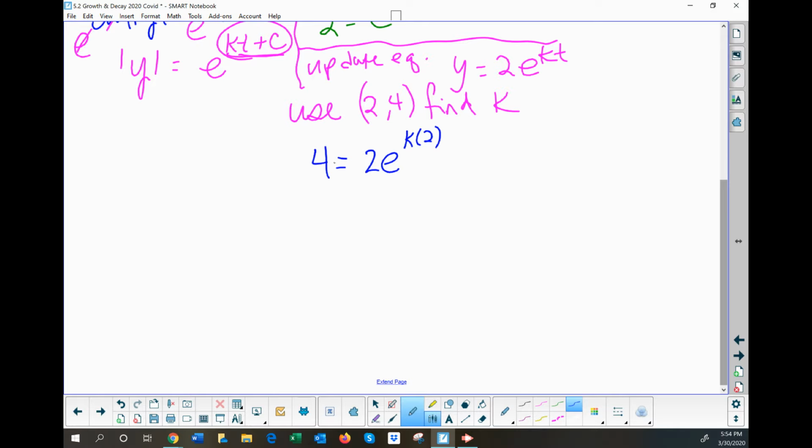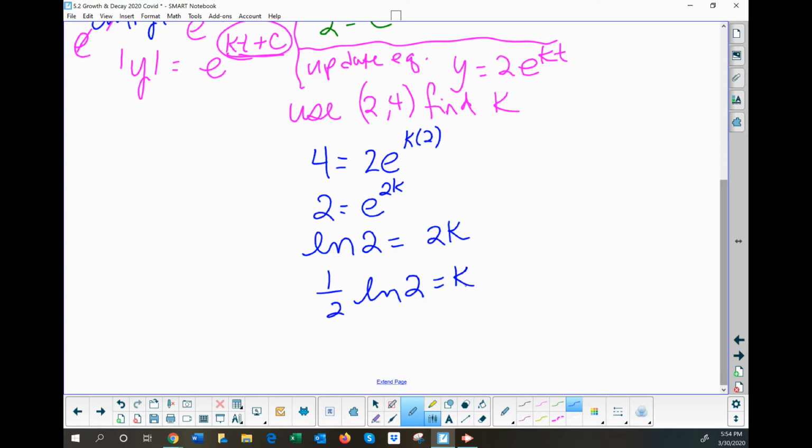Natural log both sides to get rid of the e, divide by 2. So I'm going to have 1/2 natural log of 2 equals k. Or if you remember your log rules, that's a power rule that comes back, I could write this as natural log square root 2 equals my k value.